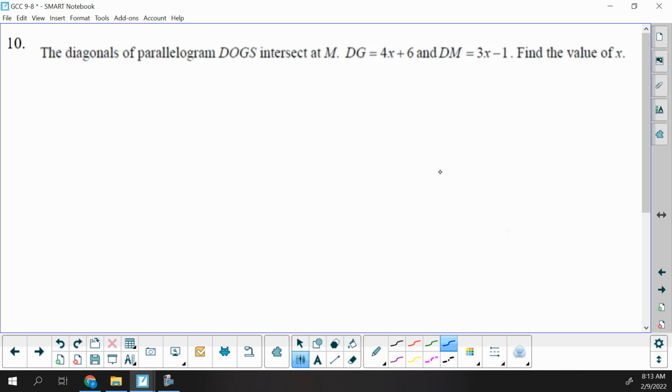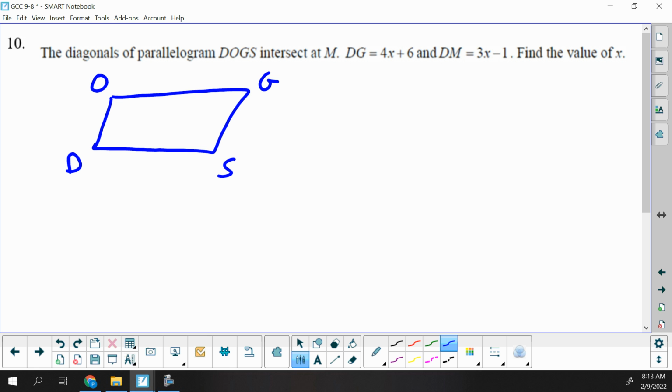In 10, we've got a parallelogram. We're not given a picture, so let's go ahead and draw that. It's parallelogram DOGS. When we label that, we need to label around in a circle. So I'm going to start with D here, O, G, and S. But in reality, wherever you start with D, just go around in a circle labeling the other ones. The diagonals, they said, are meeting at M.